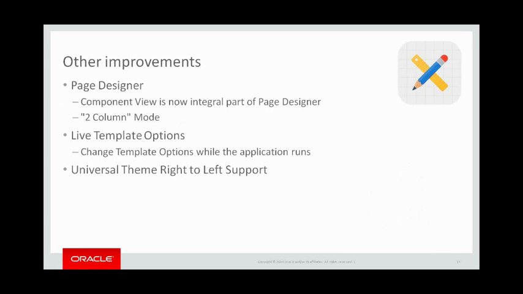Finally, we will have improvements over the rest of Apex. In Page Designer, we will integrate the component view into the Page Designer. There will be a two-column mode. There will be live template options, an improvement for the template options we introduced with Apex 5.0. Now you will be able to change template options and to instantly see the effect of your changes. And finally, Universal Theme right-to-left support.